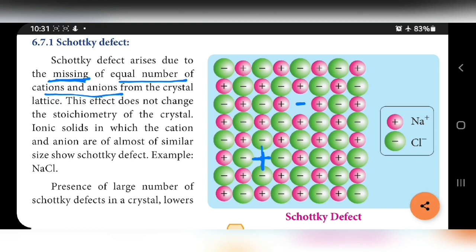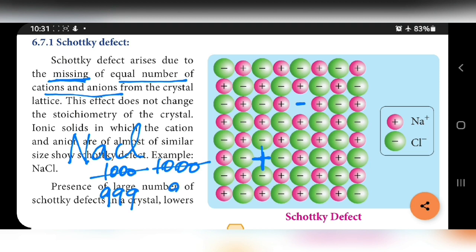See example NaCl. If 1000 Na and 1000 Cl are present, that is the stoichiometry. In this crystal one sodium is missing, so 999 sodium, and one chlorine is missing, so 999 chlorine. So the ratio will not change because both are equal. If you cancel, you will get 1:1 only, that is, the formula of NaCl is NaCl only. It doesn't affect the stoichiometry of the crystal because the number of missing cations and anions are the same.